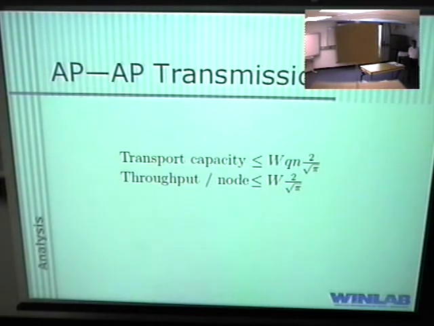And then transport capacity is the sum of all those, summed over all the nodes, over all the pairs. Yes.